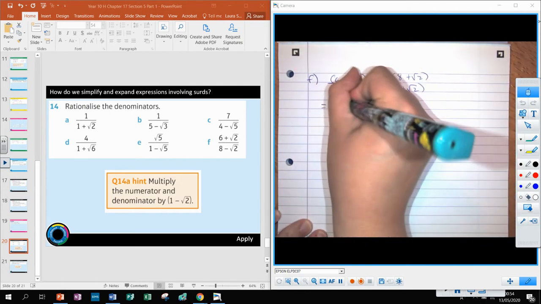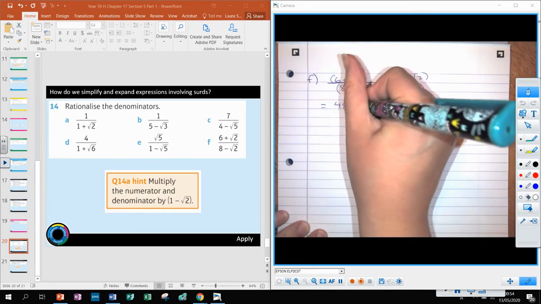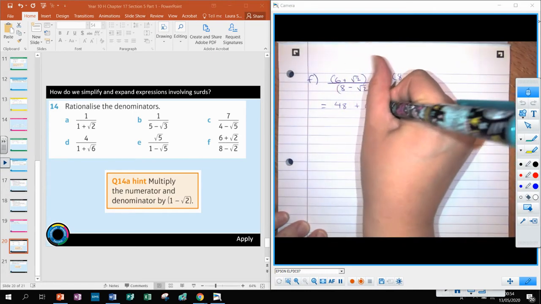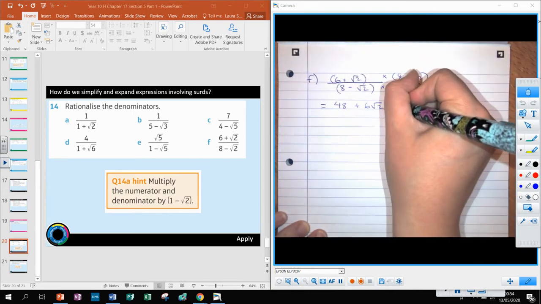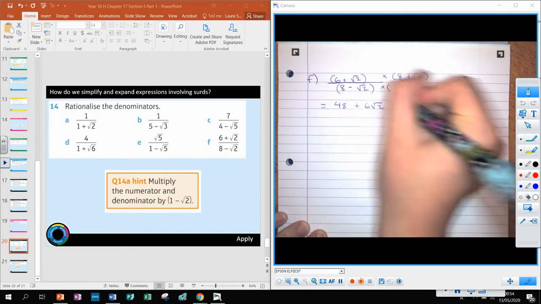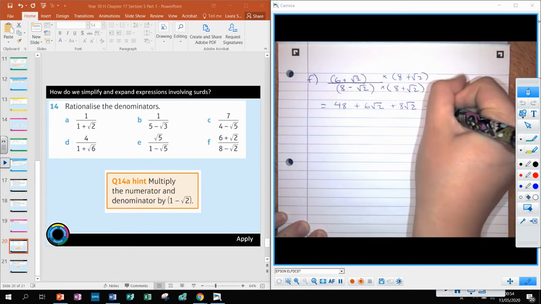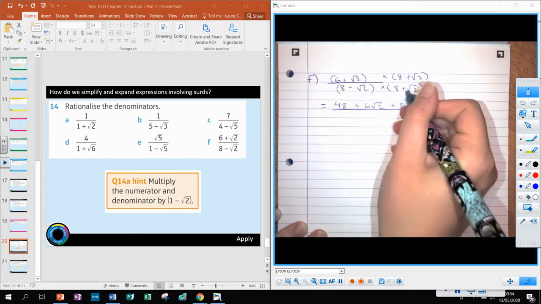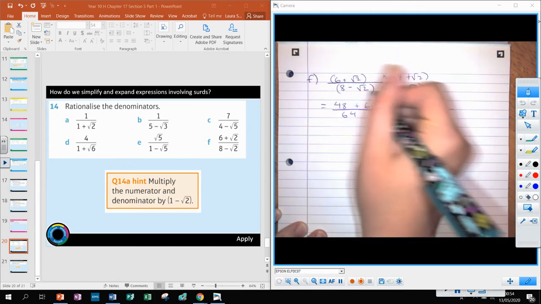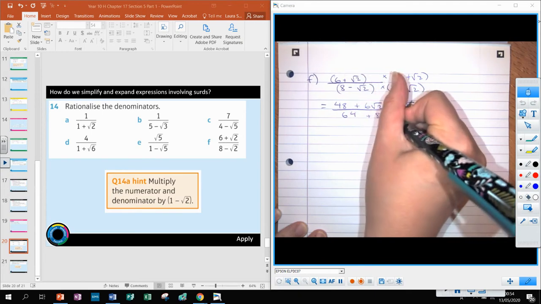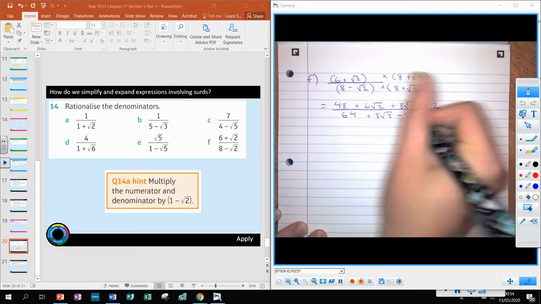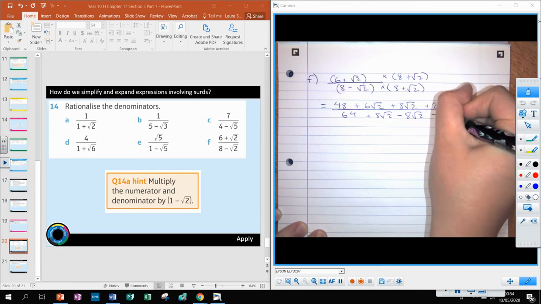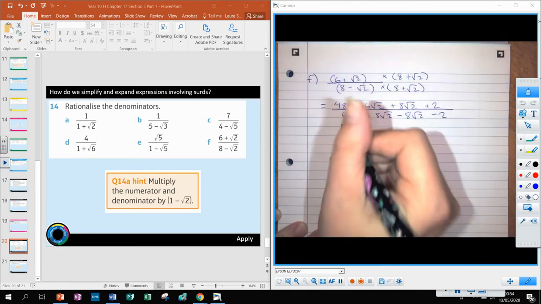6 times 8 is 48. 6 times plus root 2 is plus 6 root 2. Root 2 times 8 is plus 8 root 2. And root 2 times root 2 is plus 2. And that is all over 8 times 8, which is 64, plus the 8 root 2 minus the 8 root 2. So hopefully you're getting good at that. You can spot that pattern, and then minus the 2.